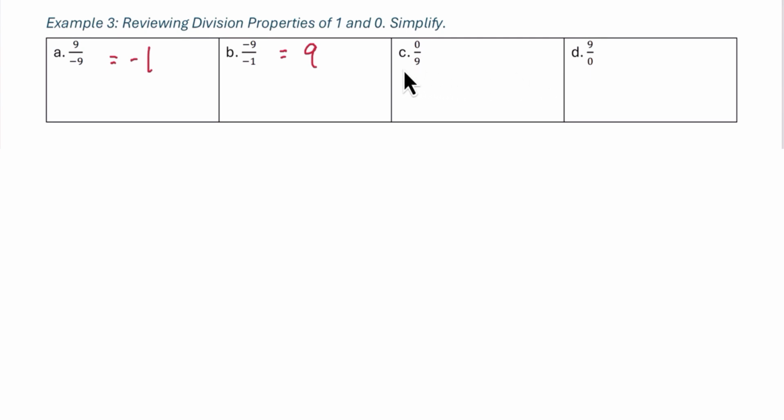Be very careful with C and D. These are very similar and often confused. We want to make sure we know the difference here. 0 divided by any number is 0. And any number divided by 0 cannot be done. We said that is to be undefined.